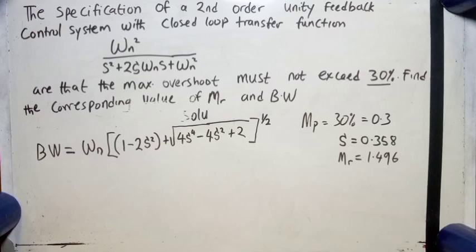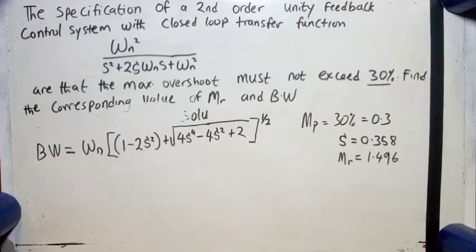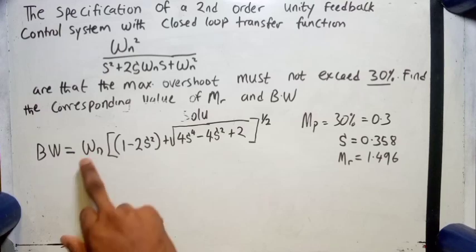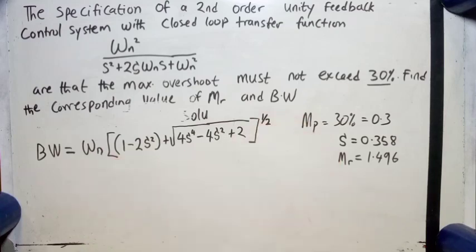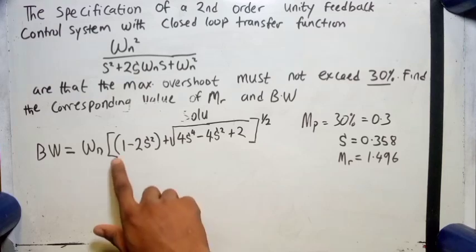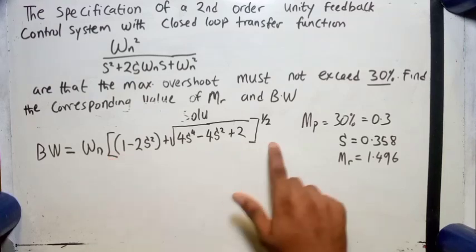So our Wn wasn't given to us, but we can solve for everything inside this bracket, and we write it in terms of our Wn. Whatever our Wn is, we don't know. So our bandwidth is going to be expressed in terms of our Wn. So solving for the ones that we know, inside the bracket, on the calculator you press from here to here. That's only what we're interested in.